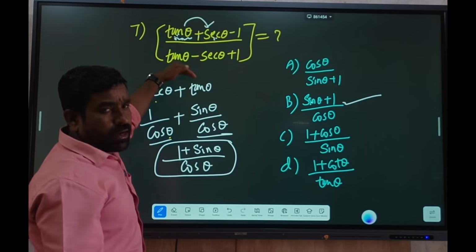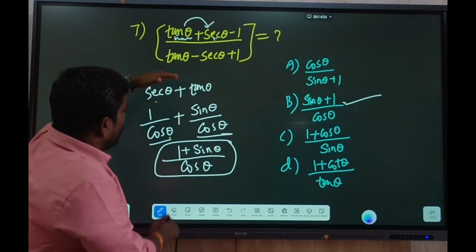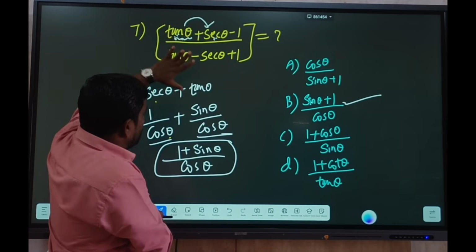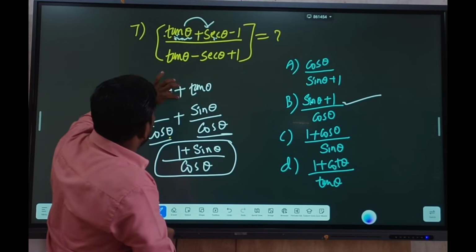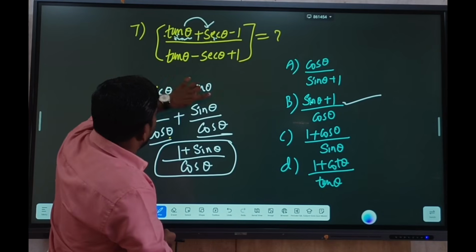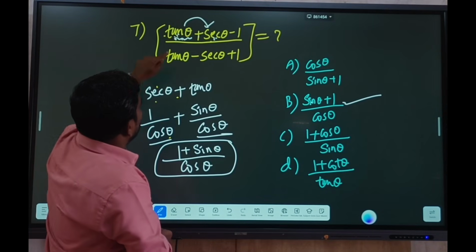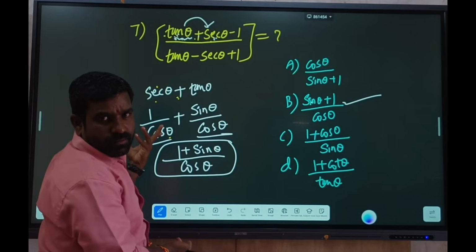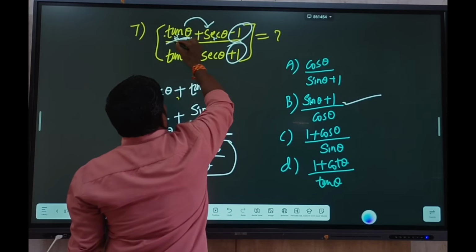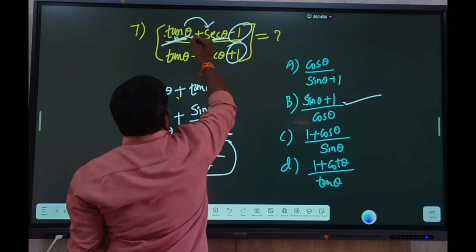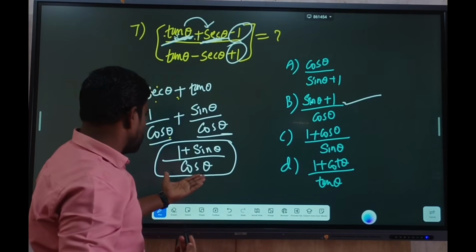This is a very long method, but don't use the long method. Here is the simple method. If tan is given, write sec theta here. If sec is given, write tan here. Simple. If minus is given, write minus. Don't observe this one, only these two conditions. It is very important. Two ratios are observed here. So the answer is this one.